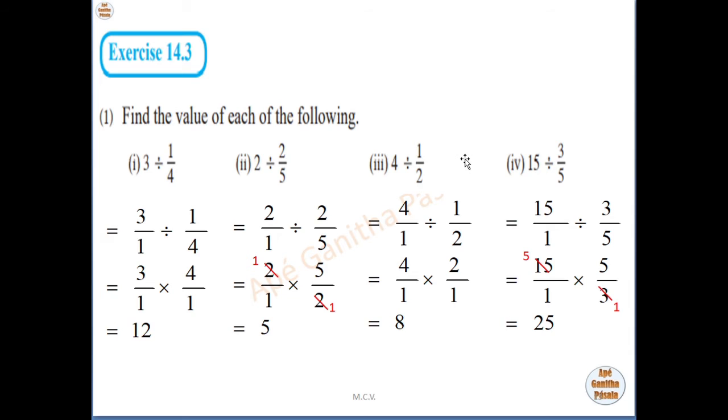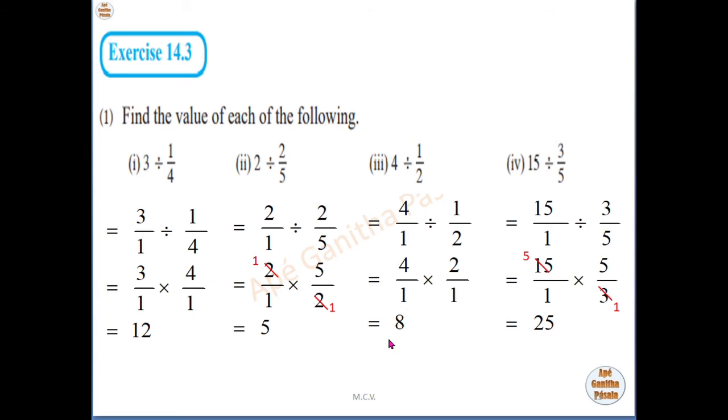4 divided by 1 over 2. 4 is similar to 4 over 1. Division can be converted into a multiplication by getting reciprocal. 1 over 2, reciprocal is 2 over 1. 4 into 2, 8. 1 into 1, 1. 8 over 1, no need to write 1. Therefore, answer is 8.